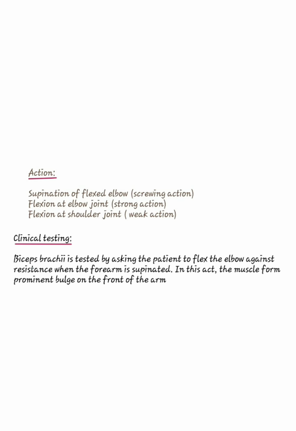Clinical testing. Biceps brachii is tested by asking the patient to flex the elbow against resistance when the forearm is supinated. First, ask the patient to supinate the forearm, and then ask the patient to flex the elbow against resistance. In this act, the muscle forms a prominent bulge on the front of the arm.